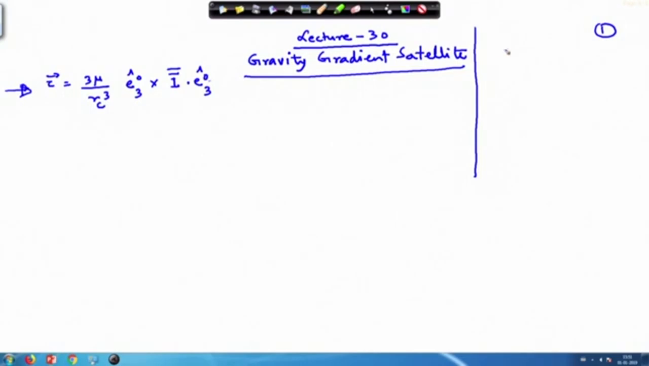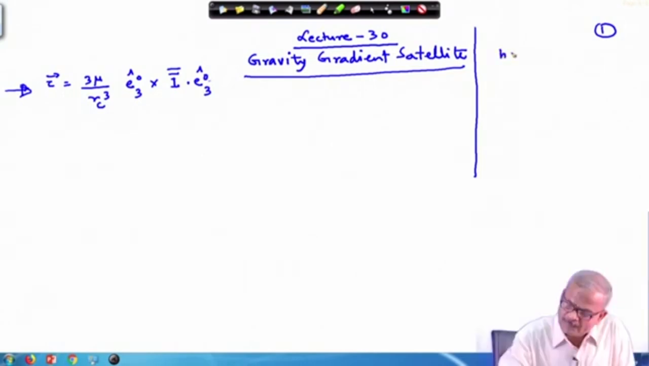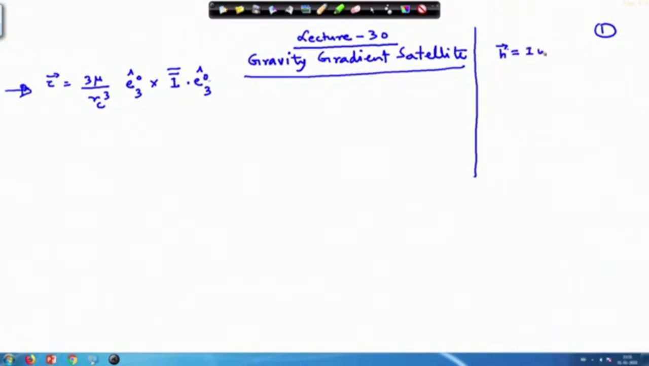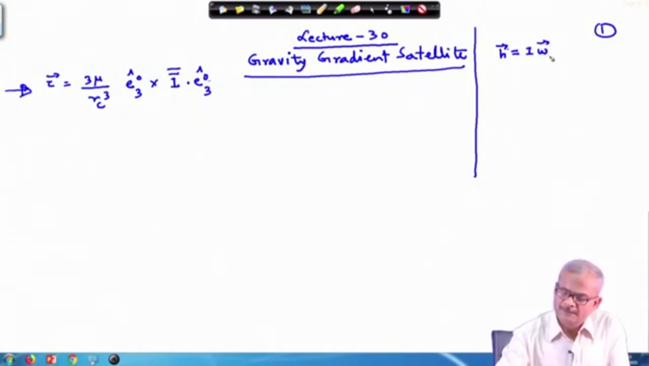So, let us write this. H, which is the angular momentum vector, we have written as I times omega. This is in the vector notation, and the same thing in the matrix notation we have written as I times omega tilde, where I is the inertia matrix.